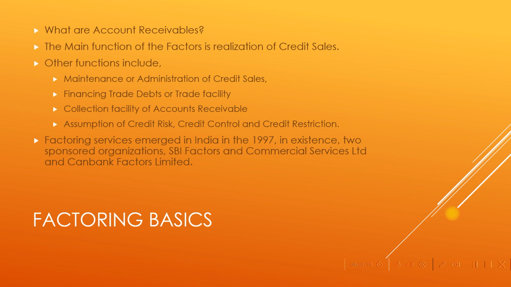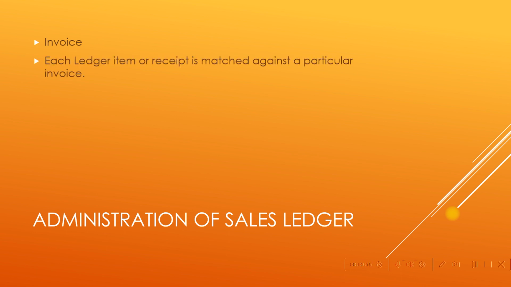Now we'll take a look at the functions of factors. The first function is administration of sales ledger. Client sales ledgers are maintained by the factor. The factor also maintains invoices. Upon completion of a sales transaction or a sales deal, an invoice is sent by the client, who is the seller, to a customer, and a copy of the sales invoice is sent to the factor. Under the open item method, generally the ledger is maintained where each receipt is matched against a particular invoice.